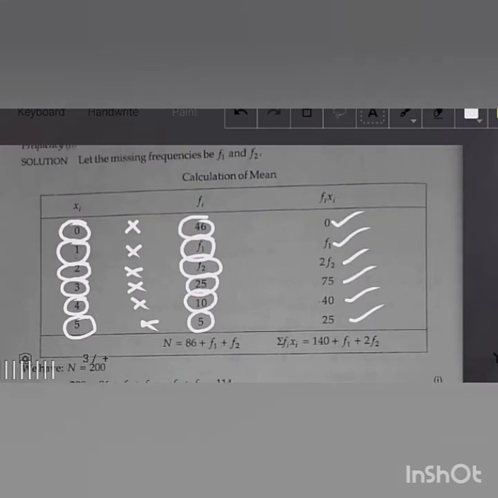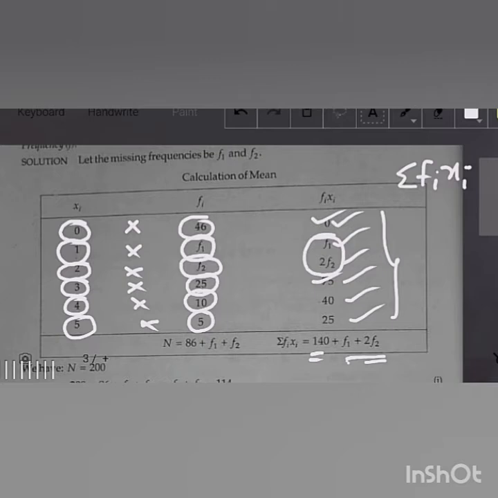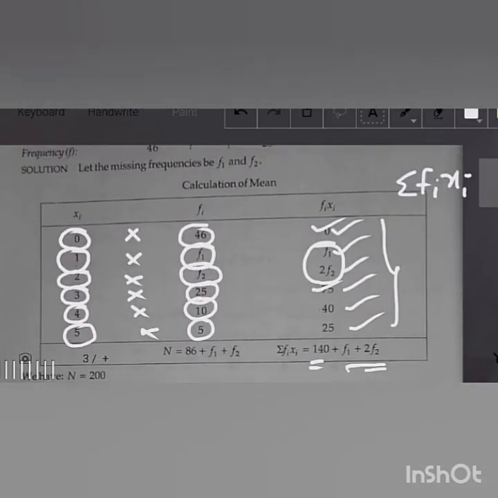Our next step is to find sigma of fi xi, that means the summation of all these. That is 0 plus f1 plus 2f2. These two are variables, so we need not add them now. Let us first add 0 plus 75, 75 plus 40 is 115, 115 plus 25 is 140, plus f1 plus 2f2. So the total of fi xi is 140 plus f1 plus 2f2.